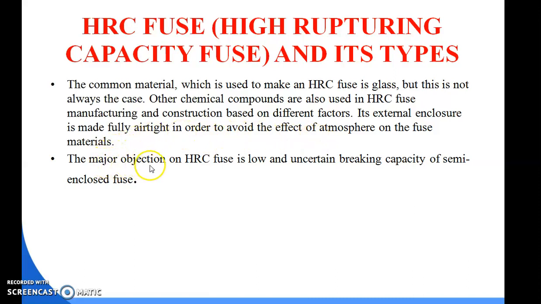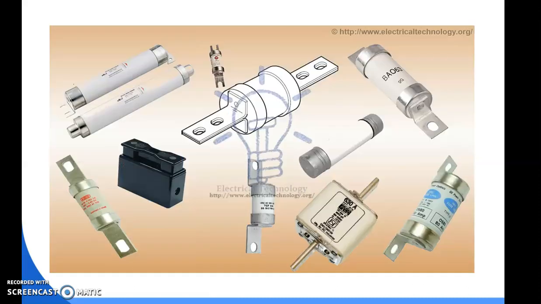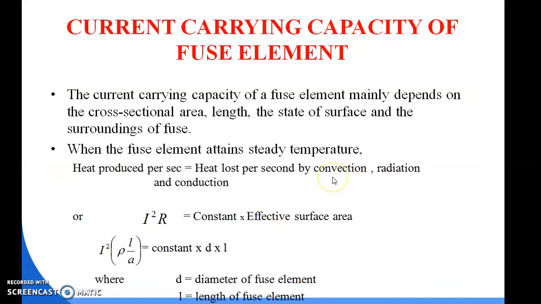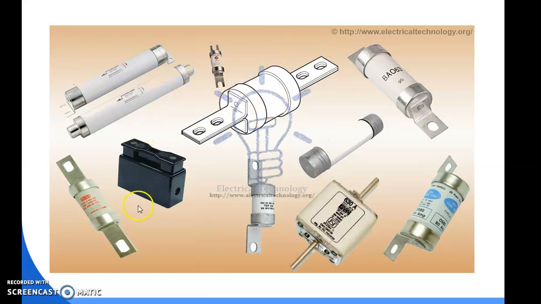Remember this point: the major objection to a HRC fuse is the low and uncertain breaking capacity of the semi-enclosed fuse. So these are the different types of fusing materials, and different types of fuse that we use. These are the HRC type fuses we use in our daily life.